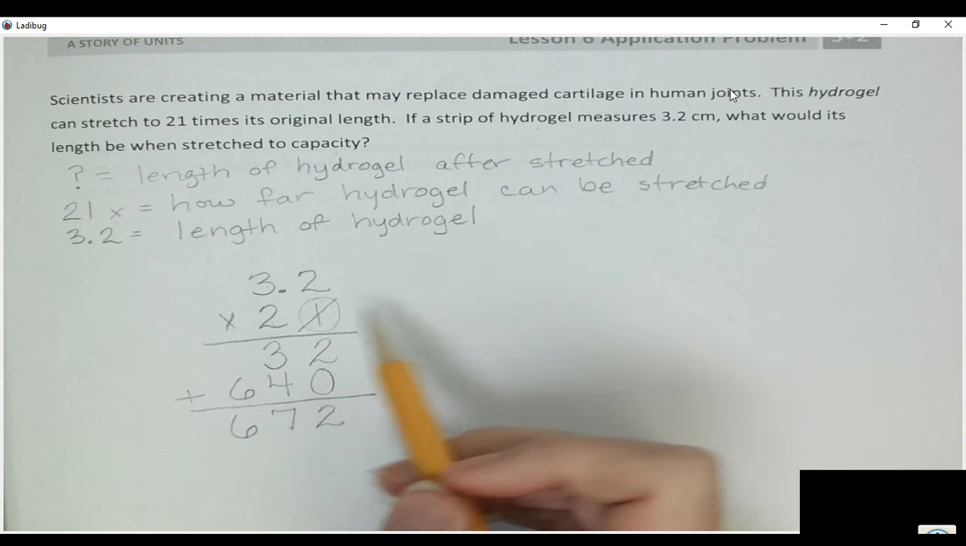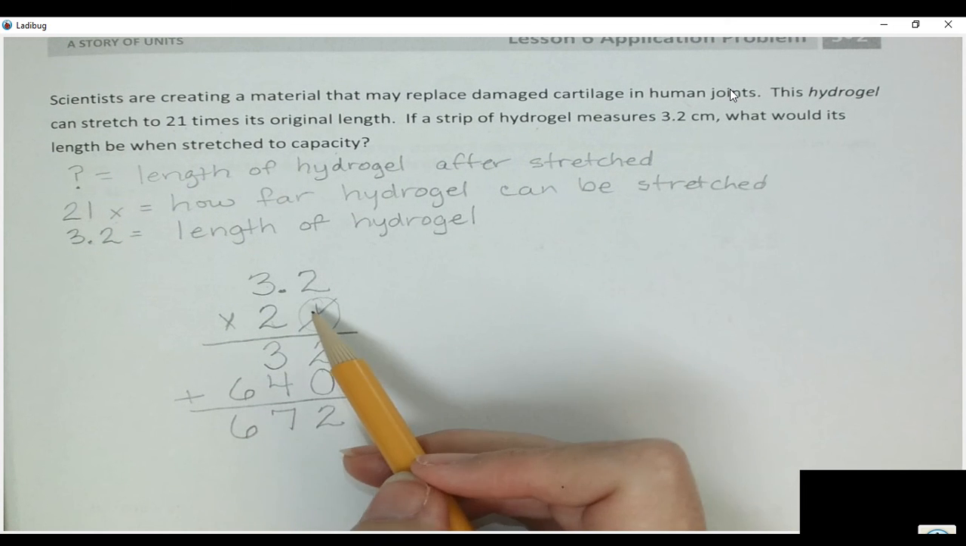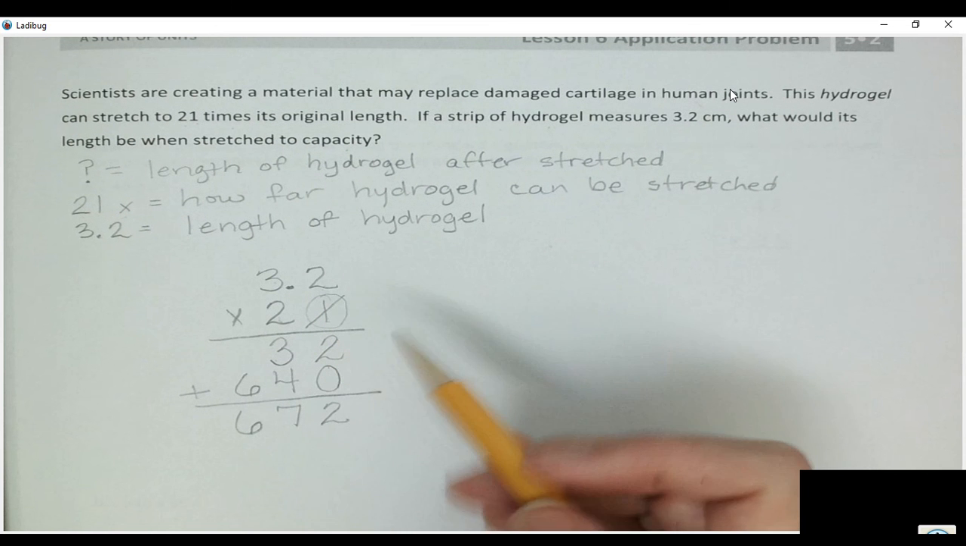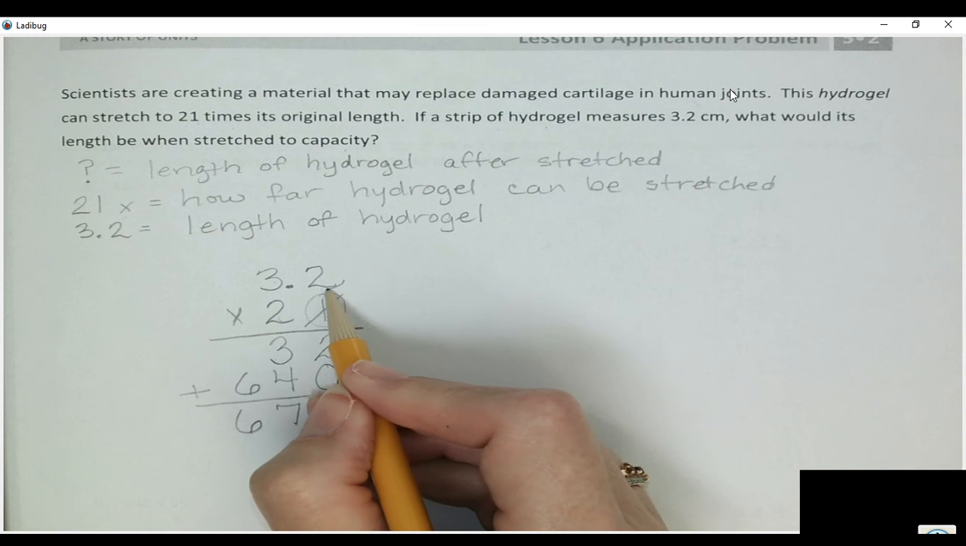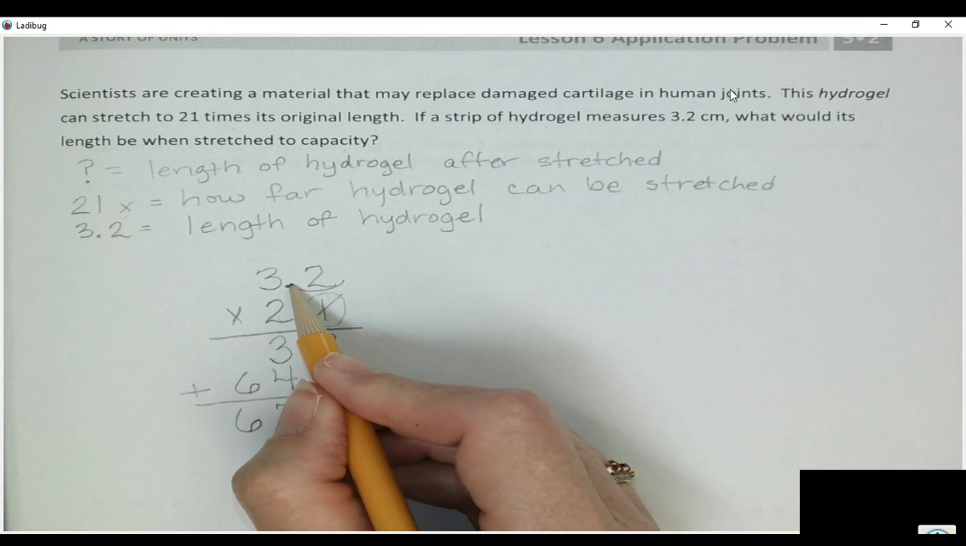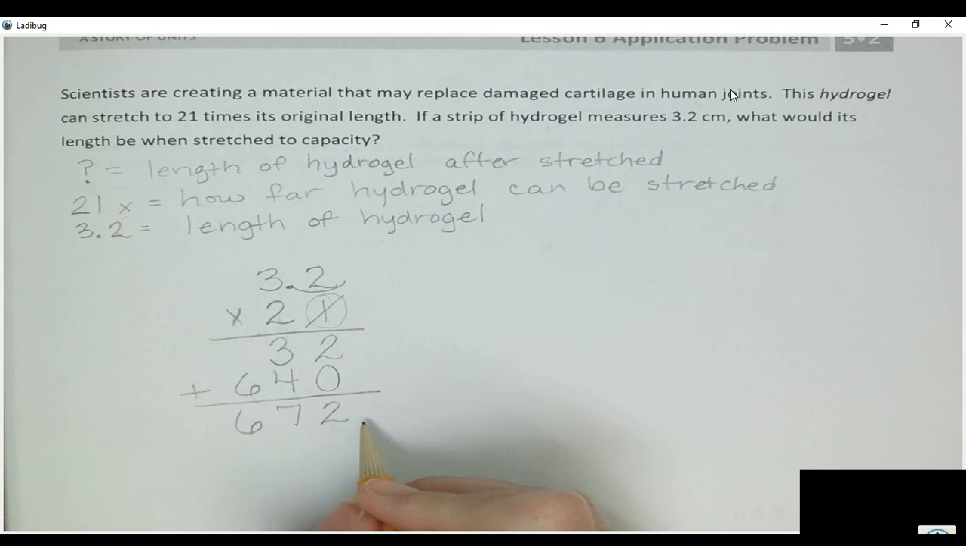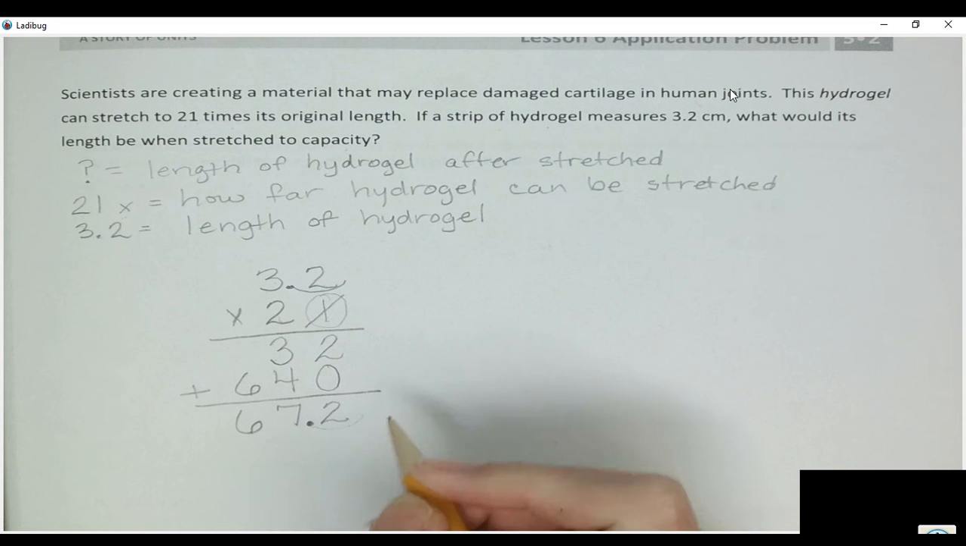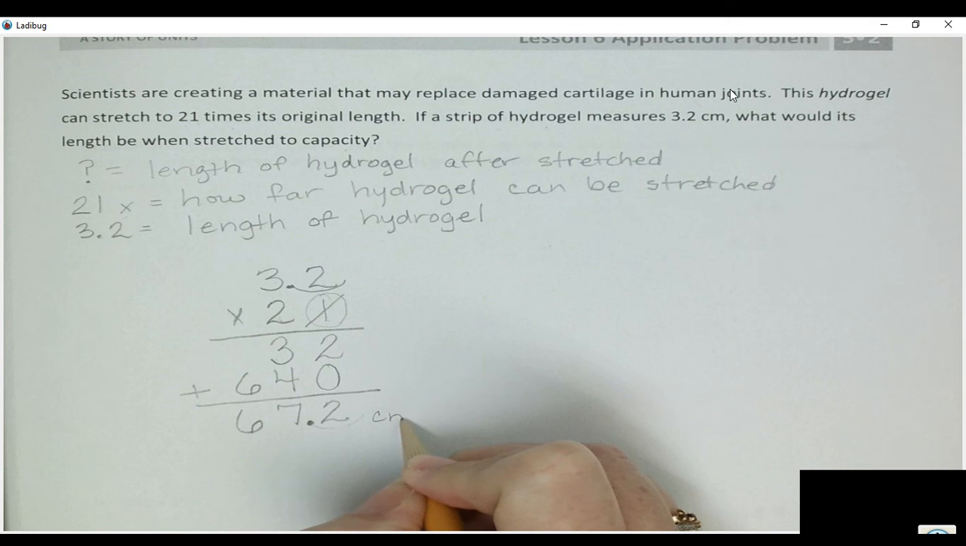So now we have to place our decimal correctly in the product. So we count the number of times that decimal moves in the factors. It moves 1 time there, so it's going to move 1 time here. The answer is 67 2/10 centimeters.